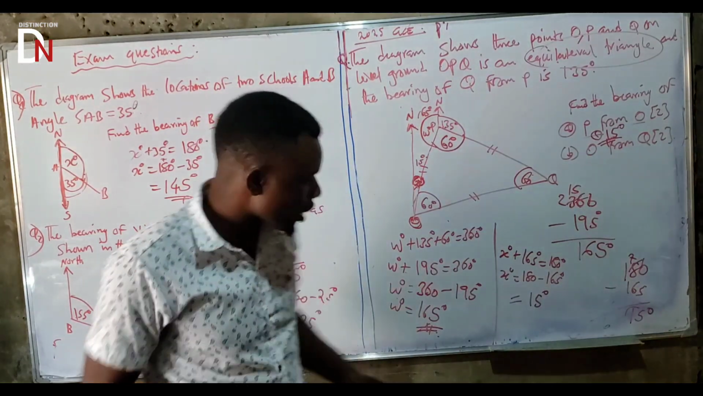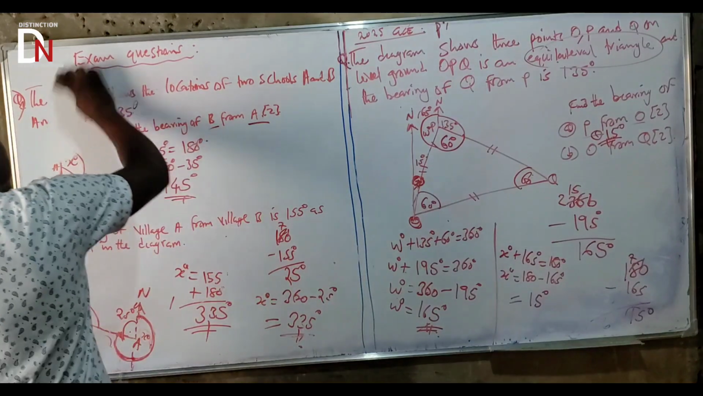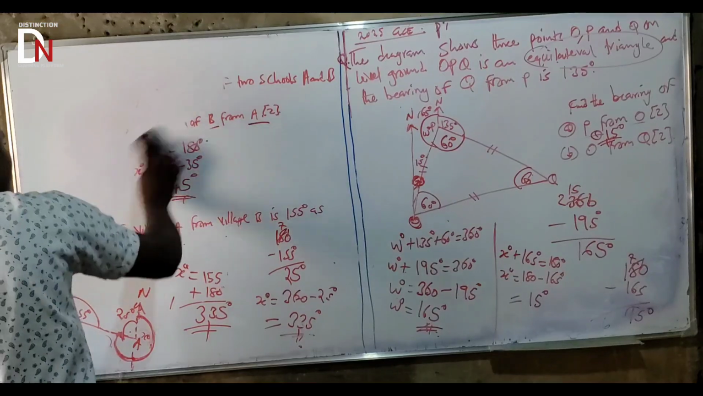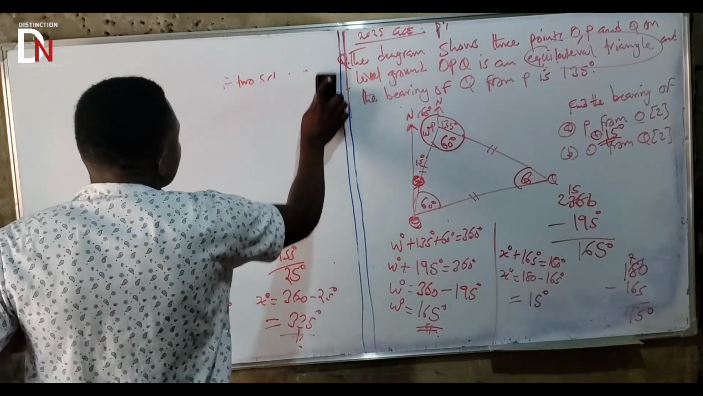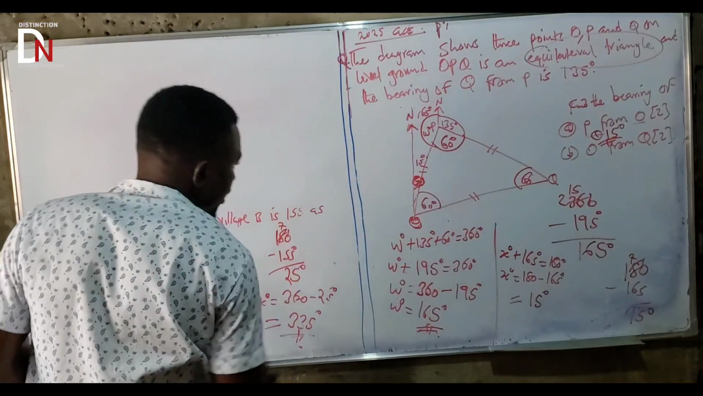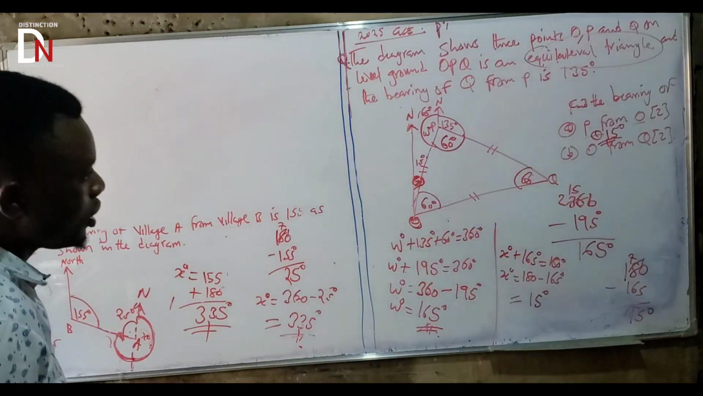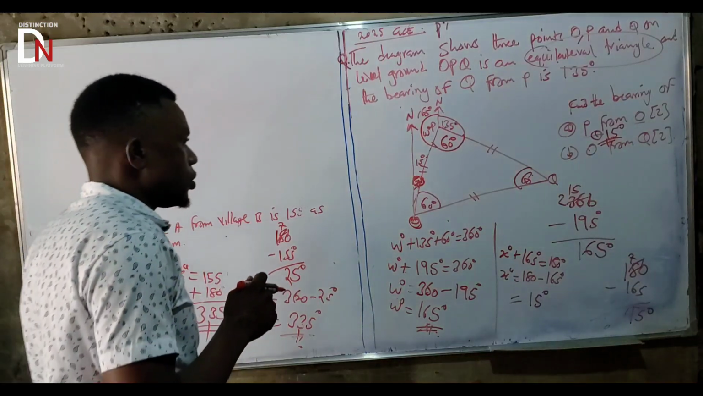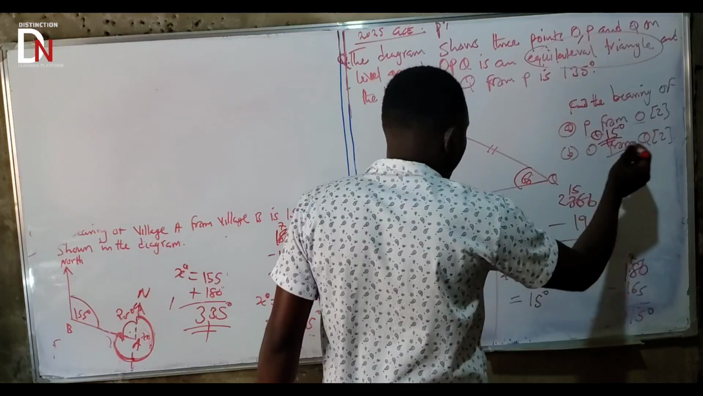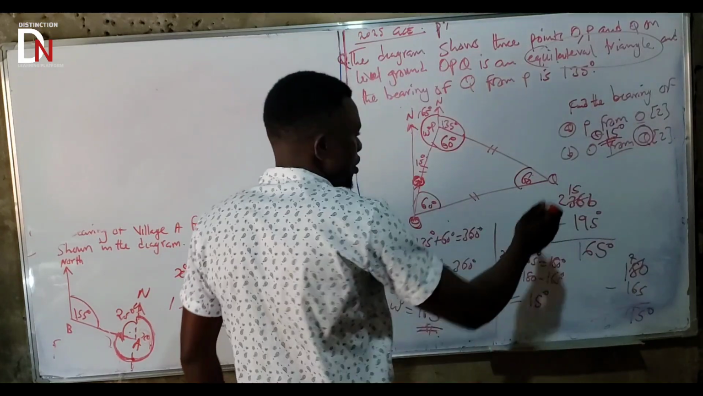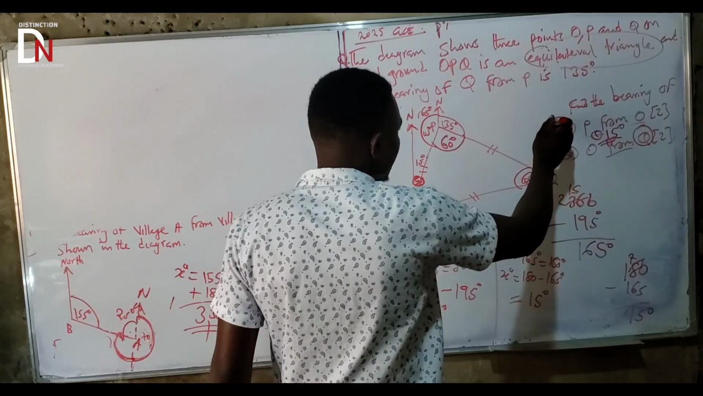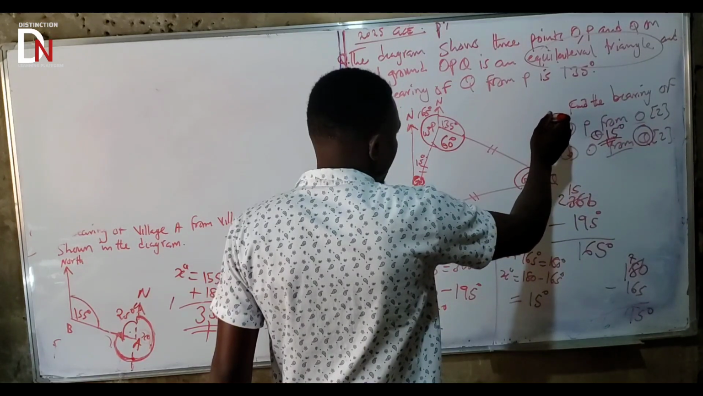Let us look at B. So for B, we want to find the bearing of what? O from Q. So we go to point Q. Remember, the word from is used to show where we do measuring. We go to Q, which is this point.